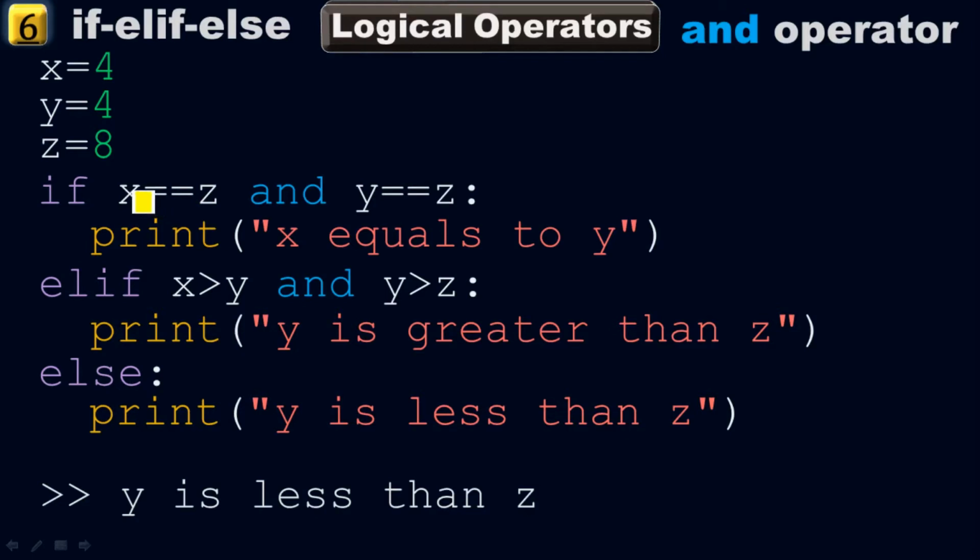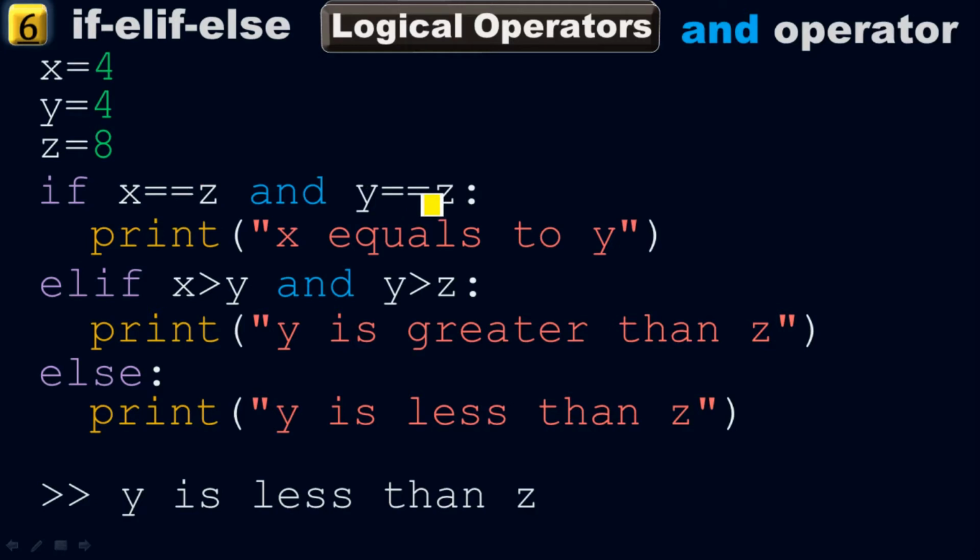So look at here, x equals z. What is x? x is 4 and z is 8. So 4 is not equal to 8. Therefore, x is not equal to z. x is less than z. Therefore, the first term is false. It is not true. What about the second term?